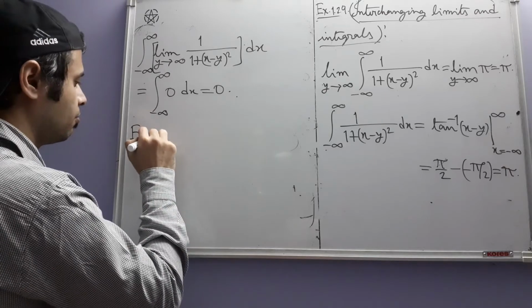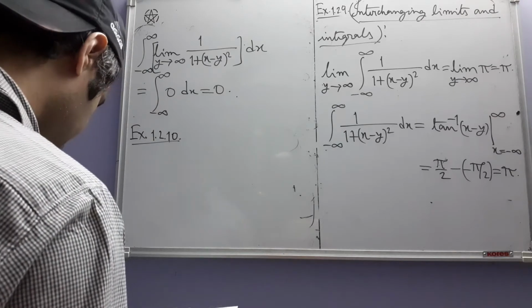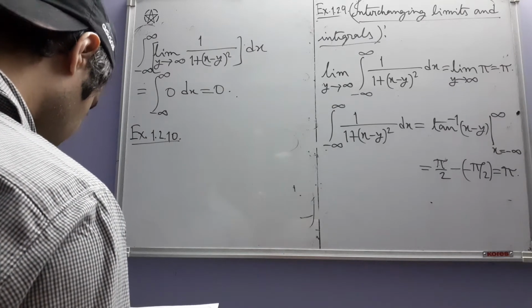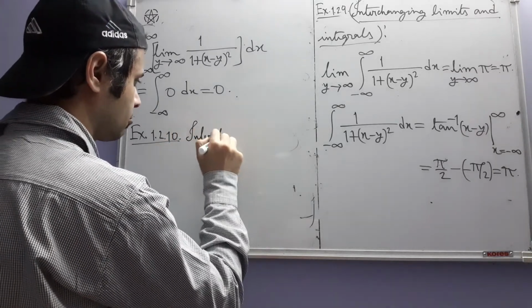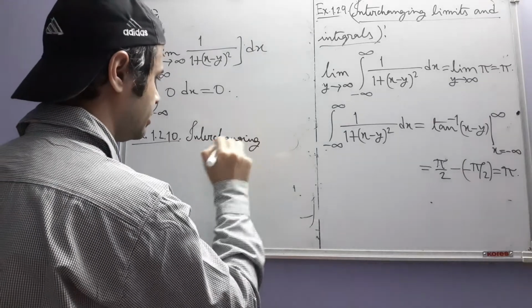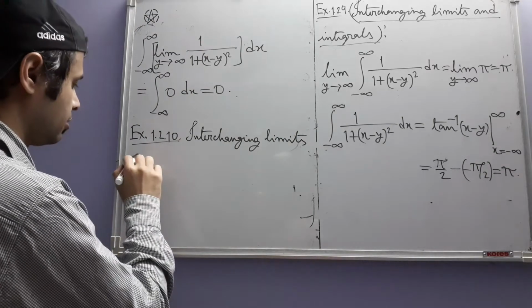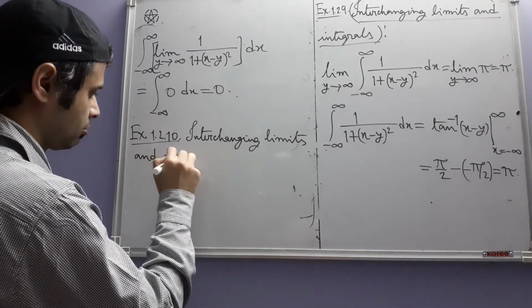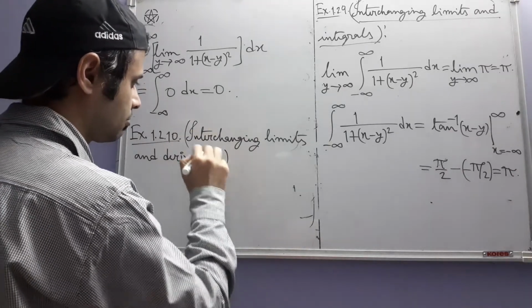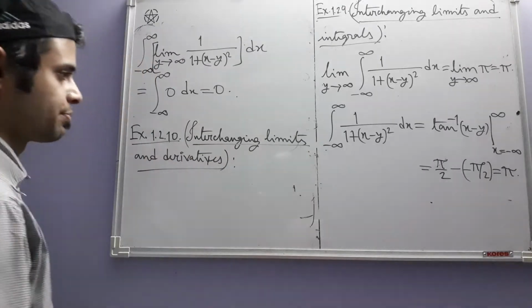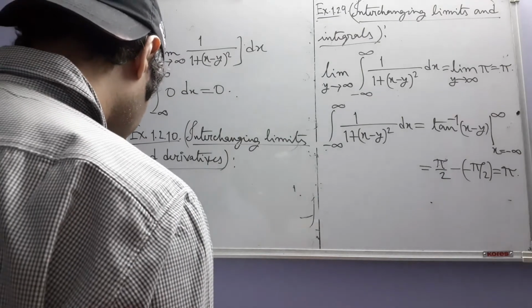Example 1.10. Next one I think is derivative. Interchanging limits and derivatives. Suppose we want to calculate something like this.